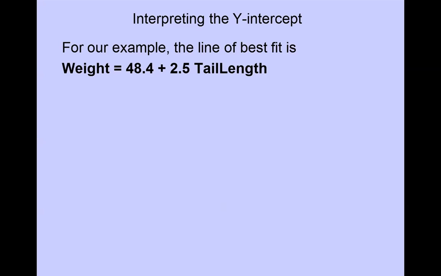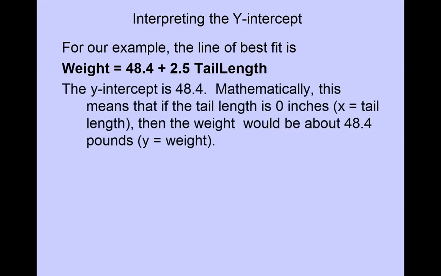So notice now the number by itself is first and the number multiplied by the predictor variable is second. This is the way a lot of statistical software will write out models, because when you do advanced modeling you can add more variables easily onto the end. But for us, the y-intercept is that 48.4 number. Mathematically, this means that if the tail length, the x variable, is 0 inches, then the weight, the response variable, or the y variable, we would expect to be about 48.4 pounds.